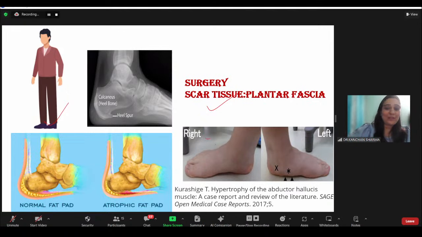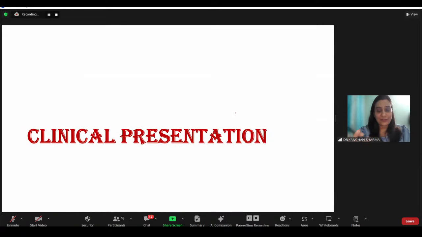And this paper was very good. You can go through where you have a hypertrophy of your abductor hallucis. Fine. So these are the important causative factors when you're just thinking of the inferior calcaneal nerve entrapment.